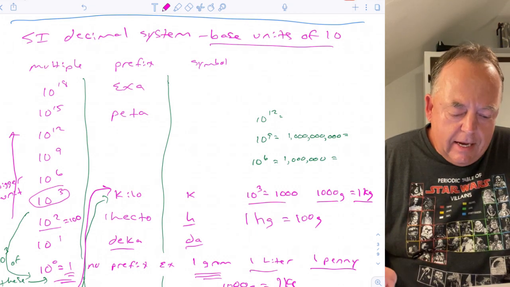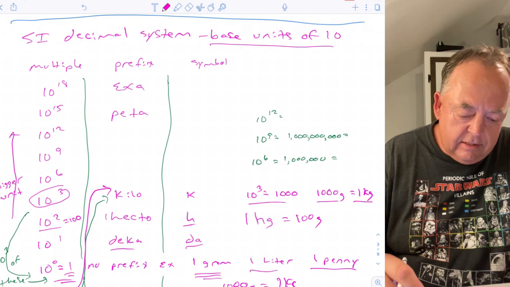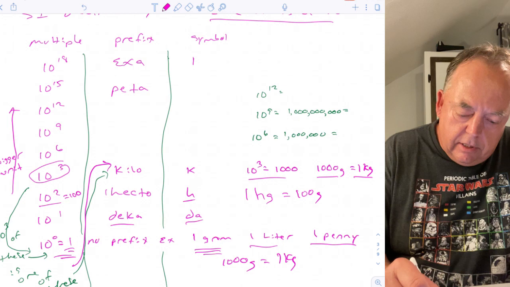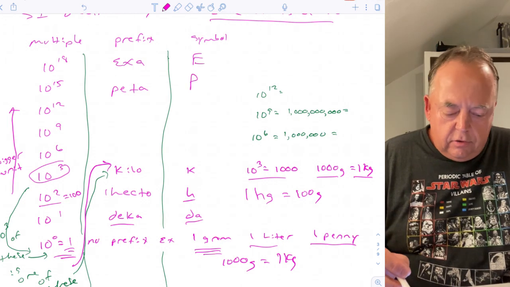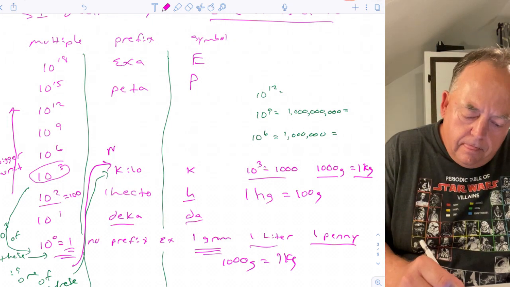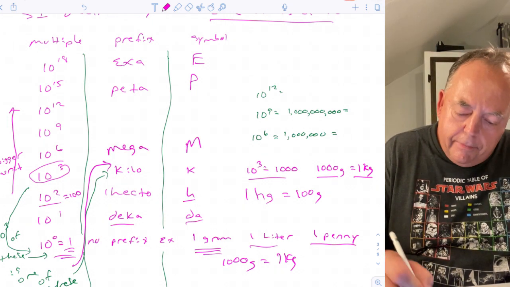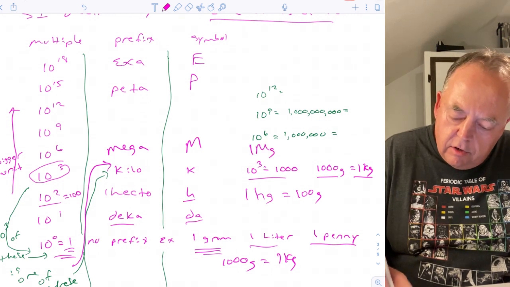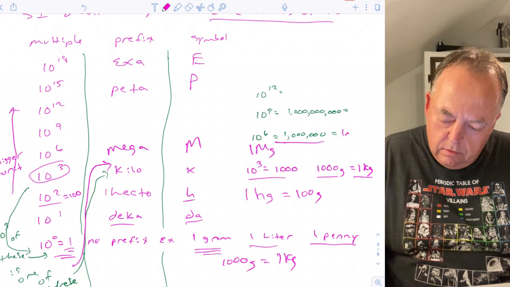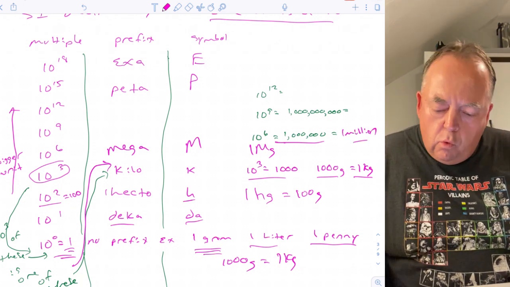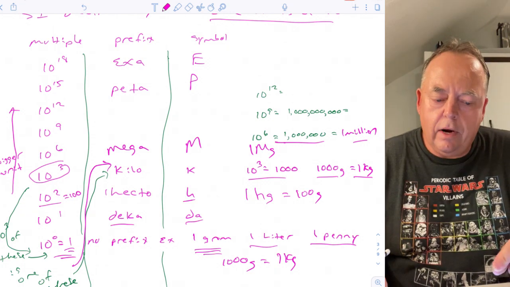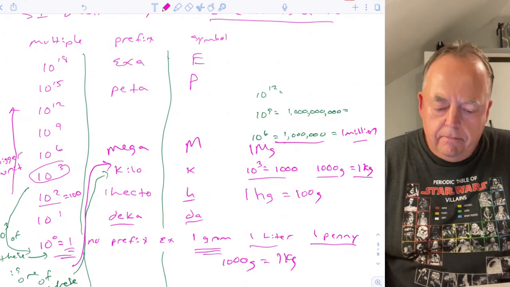The others, I filled in the ones that are not very commonly known. 10 to the 15 is peta, and 10 to the 18 is exa. After you get beyond kilo, all of them are capitalized, so this would be a capital E and a capital P. 10 to the 6 is pretty commonly known. 10 to the 6 is mega, a capital M. So you could say 1 megagram, for example. 10 to the 6 is a million. If you have 10 to the 6 grams, you have 1 megagram.